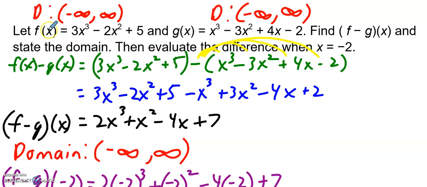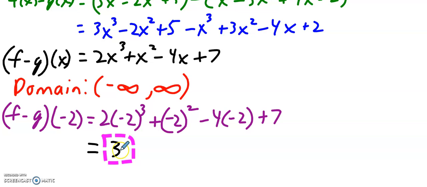Domain. So for that, again, here I identified the domain of f of x and g of x. However, the biggest thing is these are both polynomials. And we learned in our polynomial unit that all polynomials have a domain of negative infinity to infinity. So the combination of them is still a polynomial. Domain is negative infinity to infinity. Then for f minus g of negative 2, just plug in negative 2 carefully, type that into your calculator, or do the mental math, and we get positive 3.